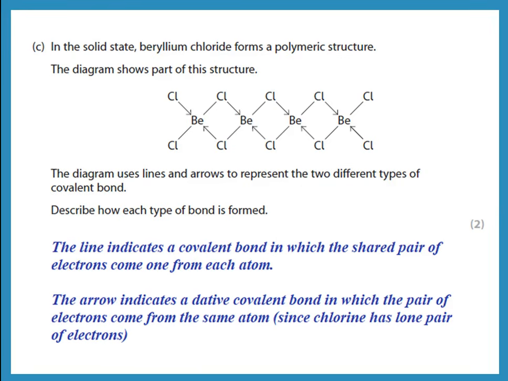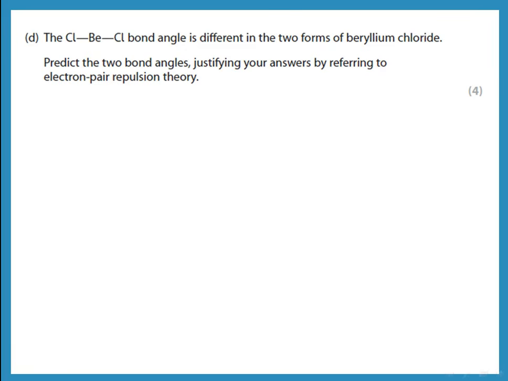So when you have the line, that means I have a covalent bond, and that means that the 2 electrons are coming from both atoms. If I have an arrow, that means both electrons that are used to make the bond are donated by one of the atoms, and that is because the chlorine has an extra lone pair of electrons. Now he's saying the chlorine beryllium chlorine bond is different in both of them. Now let us take a look at the first one.